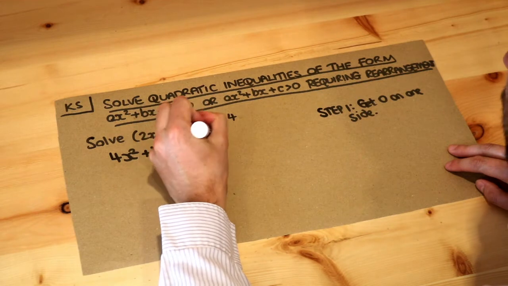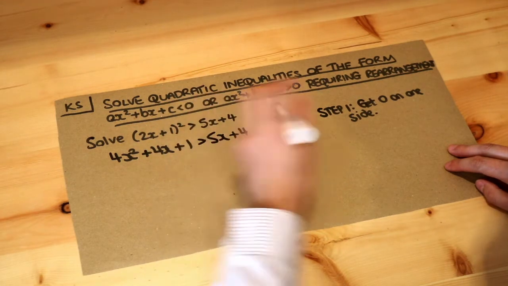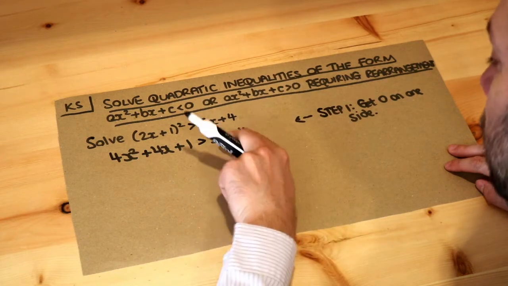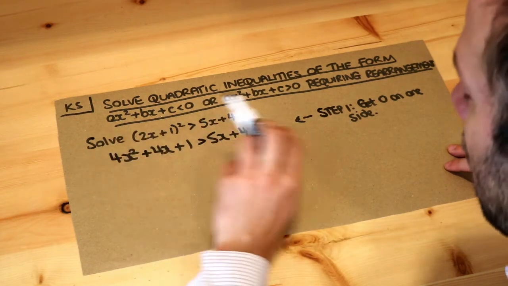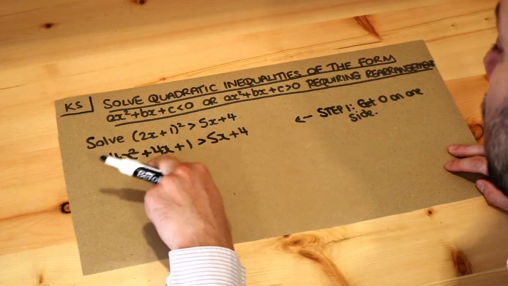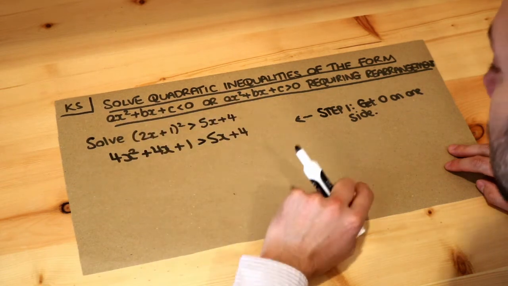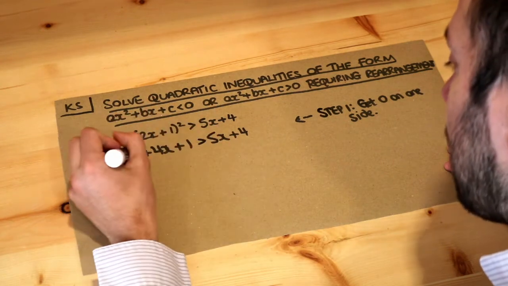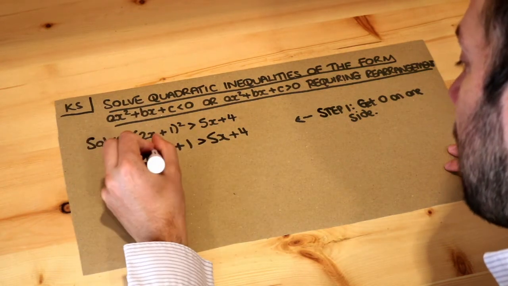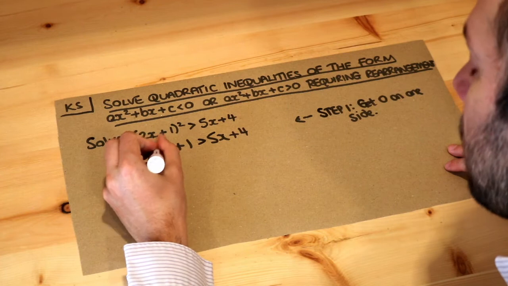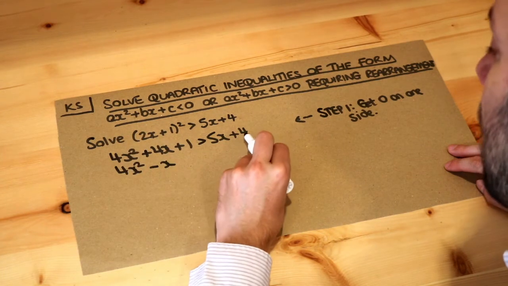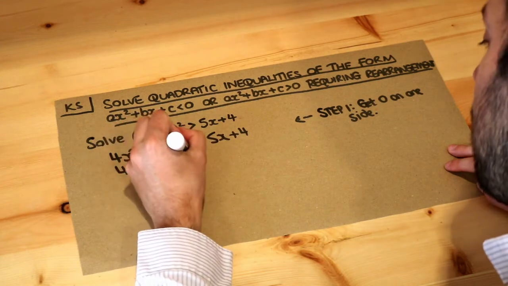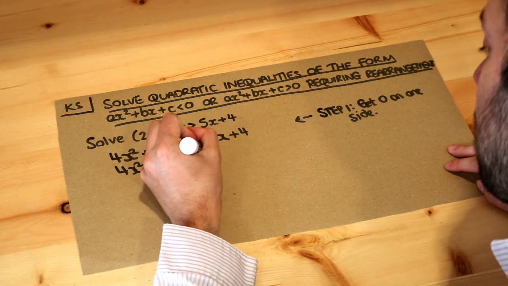We've got greater than 5x plus 4, and as I said, we want to get 0 on one side. So let's subtract these things to get it on the side where x squared is positive. We want the x squared term to be positive just to make it easier for us. So we're going to subtract 5x from both sides. So that's going to be minus x because 4x minus 5x is minus x. And we want to subtract that 4 as well. So 1 minus 4 is minus 3. And that's now 0 because we've subtracted everything.